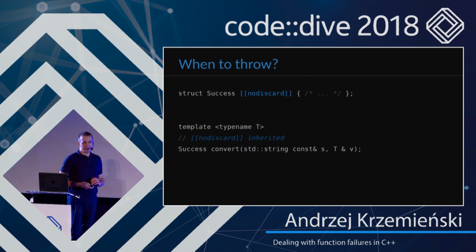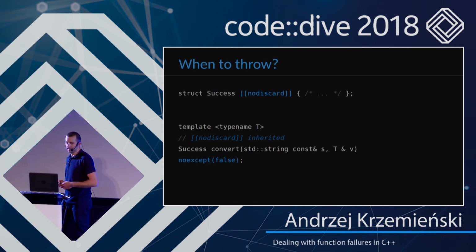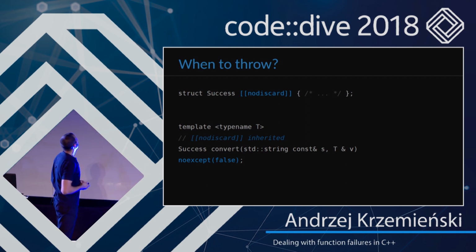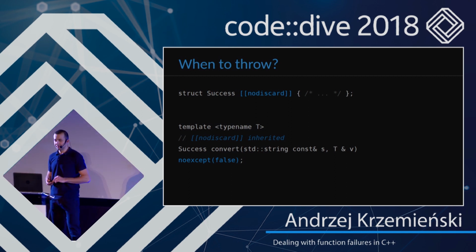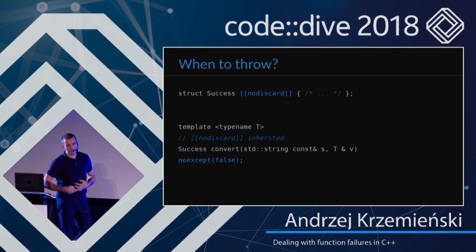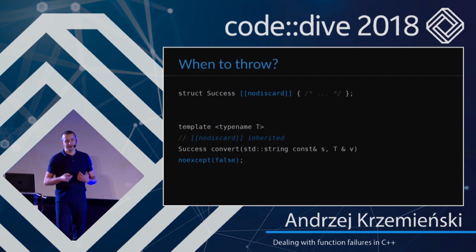And this brings us close to the outcome library. But before we go there, there is one other thing I need to show you. This function convert is not marked as noexcept. Noexcept false means it still throws exceptions. And it does for a purpose, because there are two reasons why a converting function can fail.